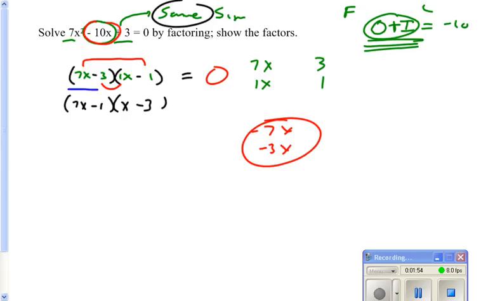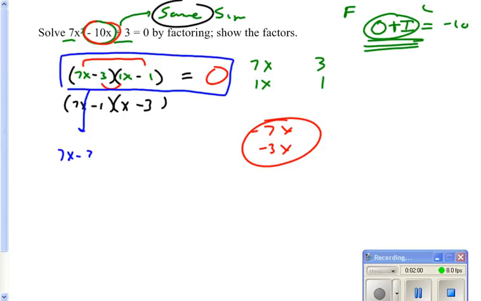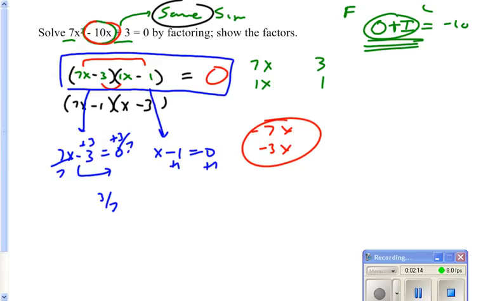And the only way the product of two factors could equal 0 is if one of them is 0. Letters left, numbers right: plus 3 divided by 7, plus 1. And because these are two x's and not a point, I'm going to leave them like that.